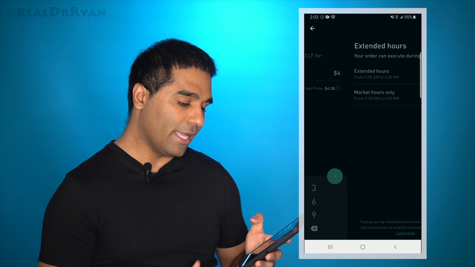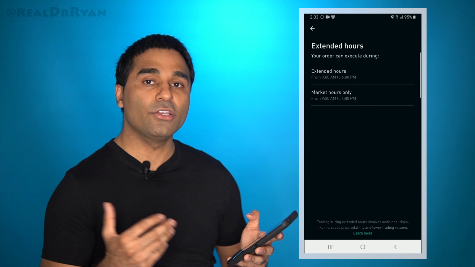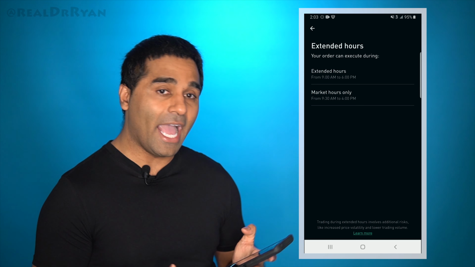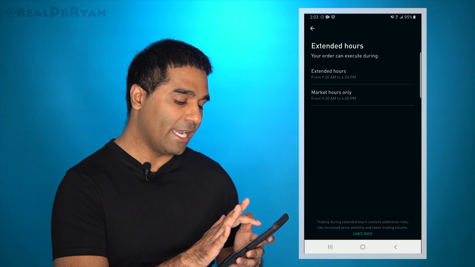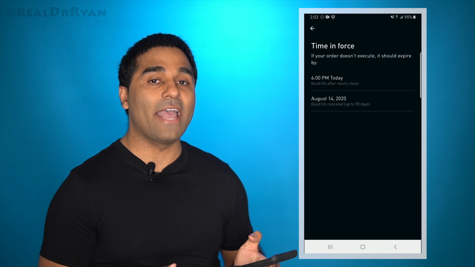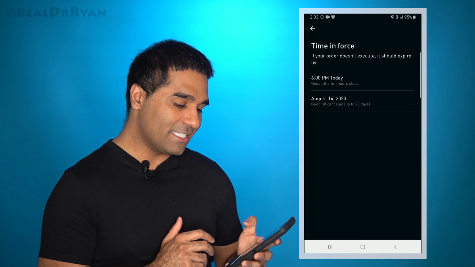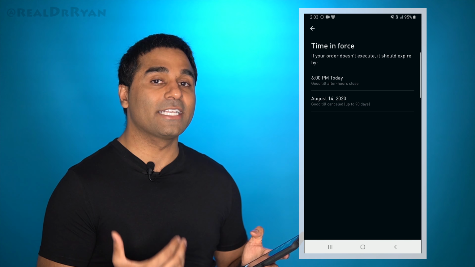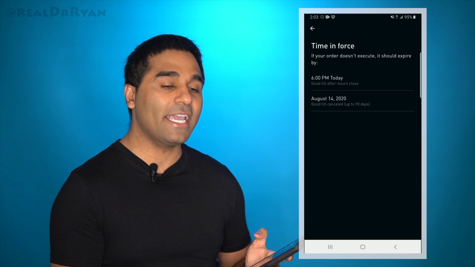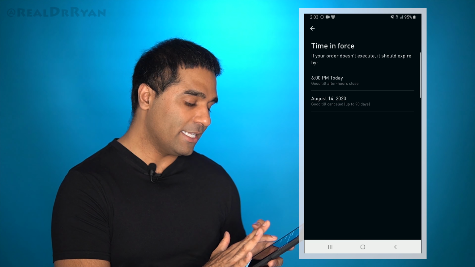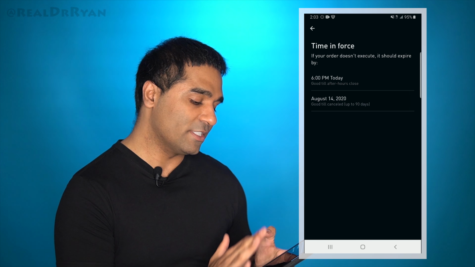I'm gonna hit the green button. Once again, your order can execute during extended hours or market hours. It doesn't make a difference to me, so I'm gonna go ahead and hit extended hours, just so I have that extra opportunity to potentially sell. And it says the time in force. Do you want it to expire by the end of the next trading day, or do you want it to expire 90 days from today? And I'm gonna set it for 90 days, August 14th.